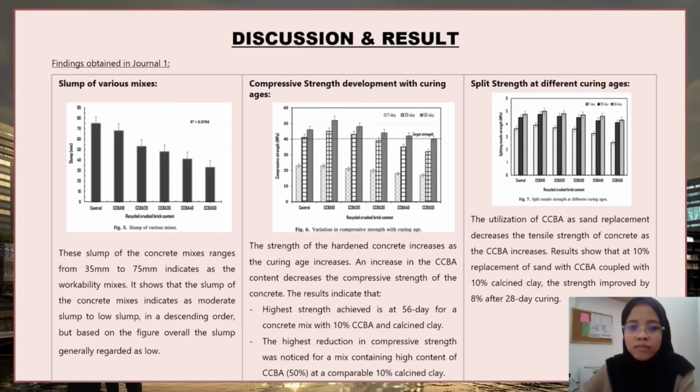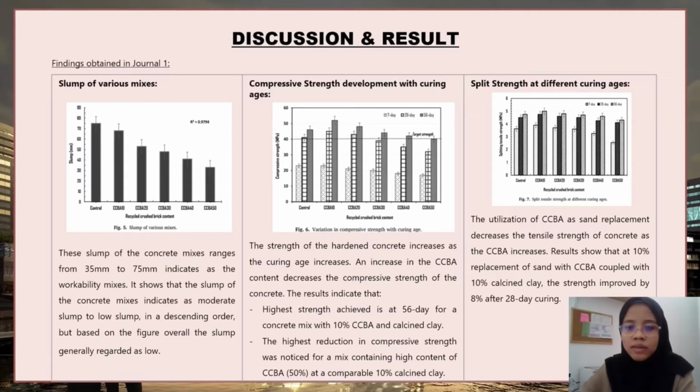First is the slump of the various mixes. The slump of the concrete mixes ranges from 35mm to 75mm, indicating the workability of the mix. It shows that the slump of the concrete mix ranges from moderate slump to low slump in descending order, but based on the figure, overall the slump is indicated as low.